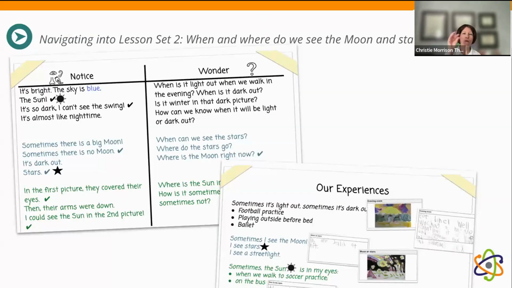As we navigate out of lesson 5 and lesson set 1, we return to our notice and wonder chart and our experiences chart to realize we've addressed many of our questions and experiences about the sun in the sky, but we still have questions and experiences about other objects in the sky, like the moon and stars. We review existing questions and also add new wonders, culminating in the co-construction of a lesson set 2 question. When and where do we see the moon and stars in the sky?